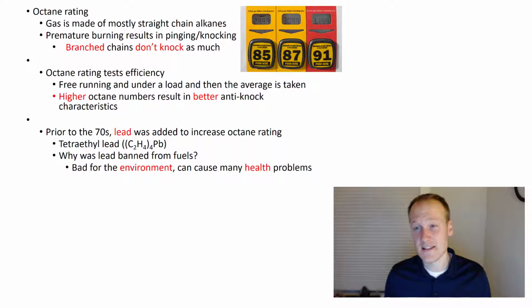One way we rate gasoline is through an octane rating. Gasoline is mostly made from straight chain alkanes, but these burn very quickly, and if they burn too quickly or prematurely burn before they get into the piston chamber, the engine will start pinging or knocking. One way to prevent this is to mix in branched chain alkanes, and that limits some of that knock, because it takes the branched alkane a little longer to ignite and burn.